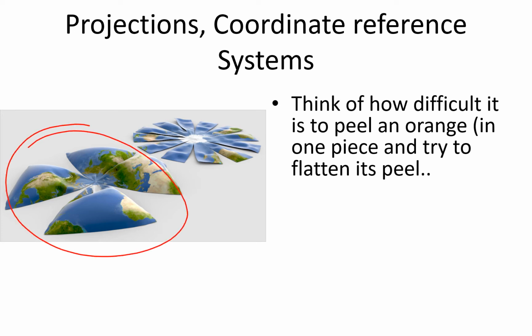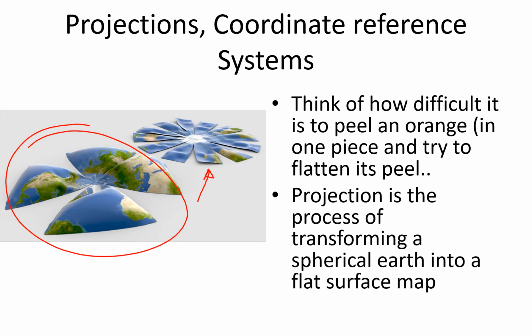This is the globe, in its spherical shape. You have this shell here. But if you've tried to flatten it, you can see how challenging it is if you wanted to have a perfect flat surface like that. So projection is a process of transforming a spherical Earth surface into a flat surface map. That is the real meaning of projection.